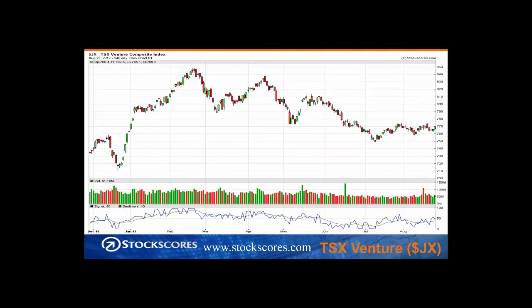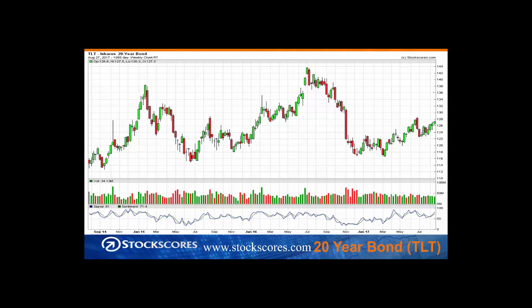On the TSX Venture, which is the microcap stocks in Canada, we've had good stability over the last few weeks, but certainly no excitement. We need to get a breakout of this to the upside. That would be actually a positive sign, indicating that we're going to move up towards the 810 level on the TSX Venture. It's basically a quiet market, not uncommon in the summer. It is usually fairly quiet until the end of September, and then things start to pick up October, November, December. I expect that will be the case again this year.